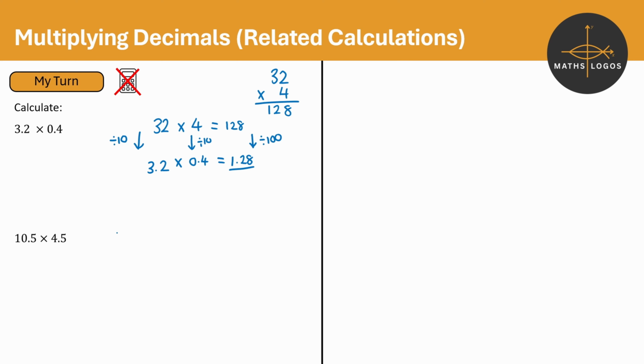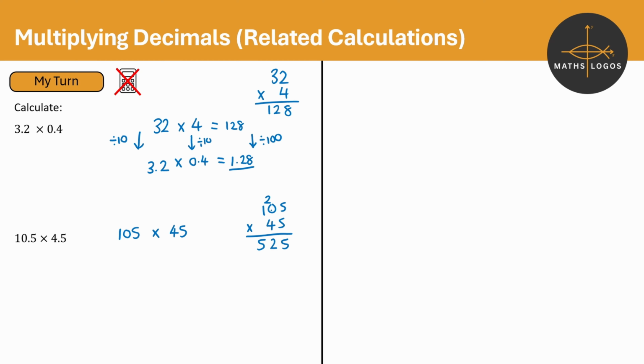In the second one, I'm going to look at the calculation 105 multiplied by 45. And again, I'm going to need to use my column multiplication to do that because it's non-calculator. I'll set up something like this. 5 multiplied by 5 is 25. 5 multiplied by 0 is 0. Add on your 2 to give you 2. 5 multiplied by 1 is 5.